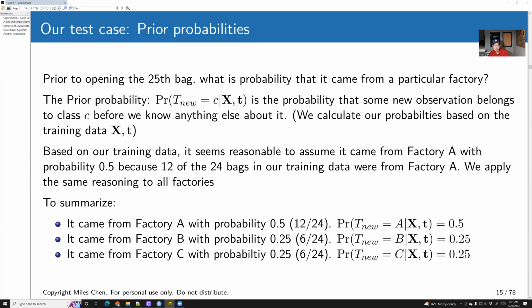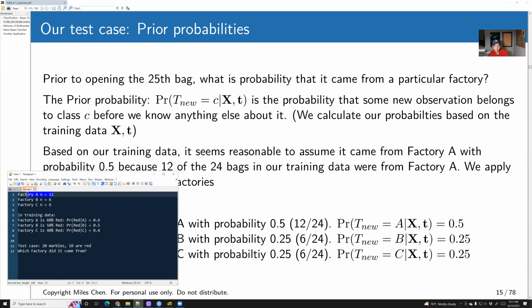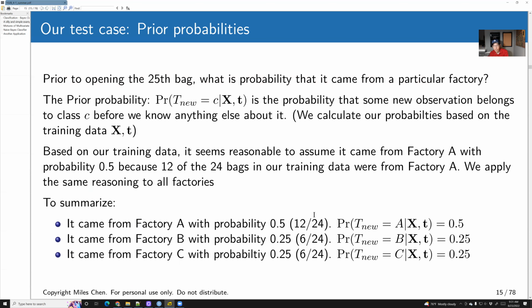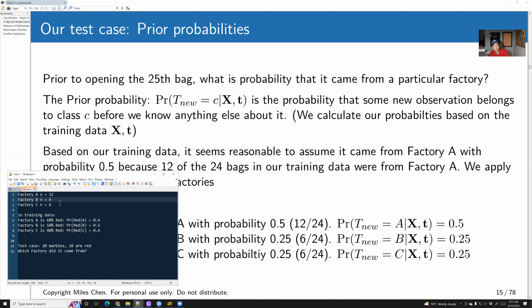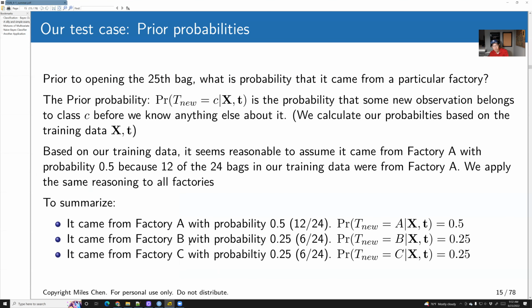And so here, according to our sample of 24, half of the bags, 12 out of 24, came from factory A. So our prior probability for factory A would have been 0.5. And then similarly, we would have said, okay, 1/4 of the bags came from factory B and 1/4 of the bags came from factory C. So the prior probabilities for factory B and factory C would each be 1/4 or 0.25. Okay, so those are our prior probabilities.